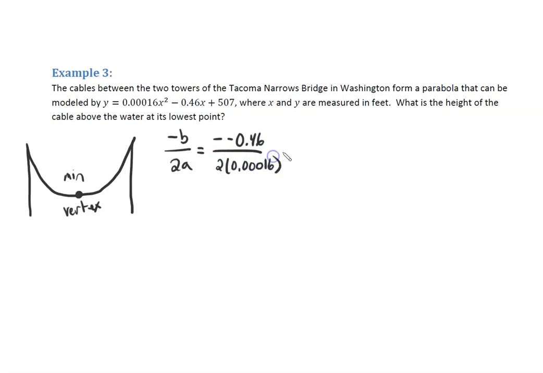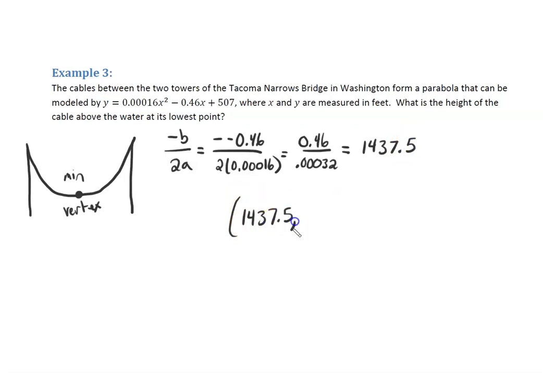this into our calculator. I go ahead and I simplify so that when I plug in, I don't have as many errors. So I just go ahead and I make this be positive 0.46, and then 2 times 0.00016 is 0.0032. So then I type that in my calculator again, and I get 1,437.5. Now remember, that's not our answer.